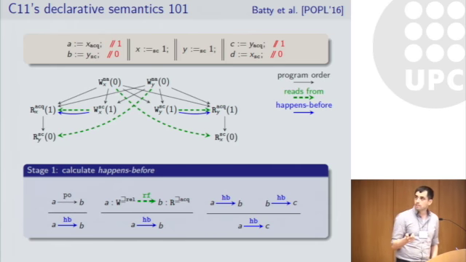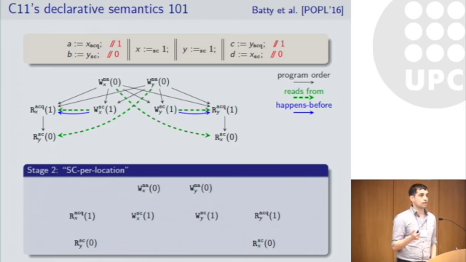Now, the next step, and here I deviate a bit from the usual presentation of C11, has to do with the per location conditions. It's still very local. You have to check that every location, I deviate a bit from the presentation, but I will get exactly the same model, so every location behaves like SC.